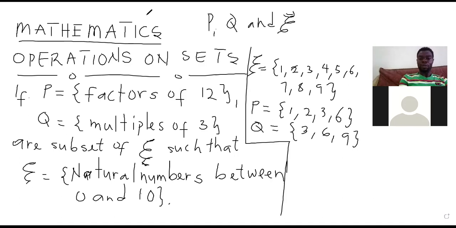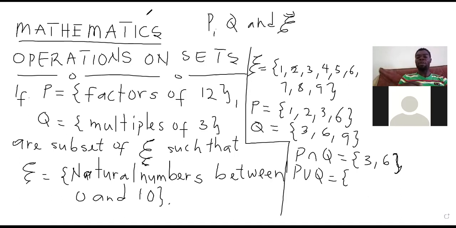Now, we want P intersection Q. That is, members that are common to both P and Q will be their intersection. So that will be 3 and 6. Good.